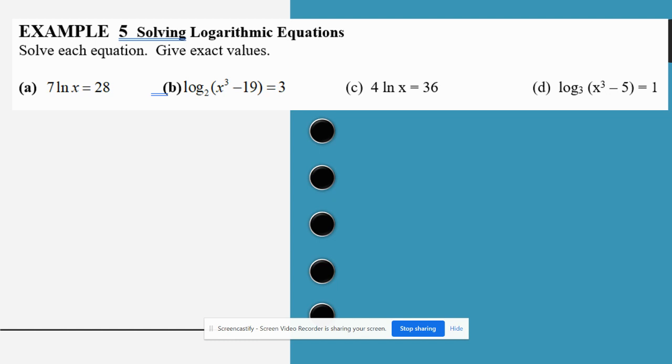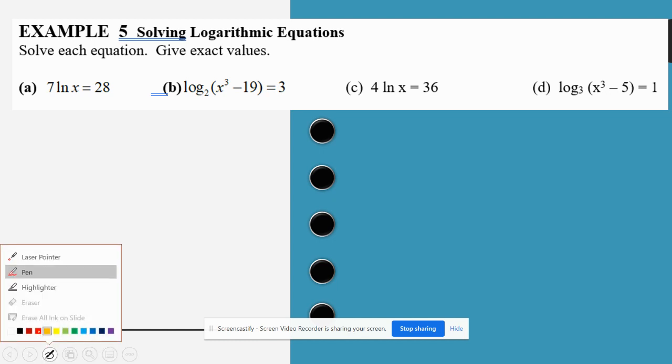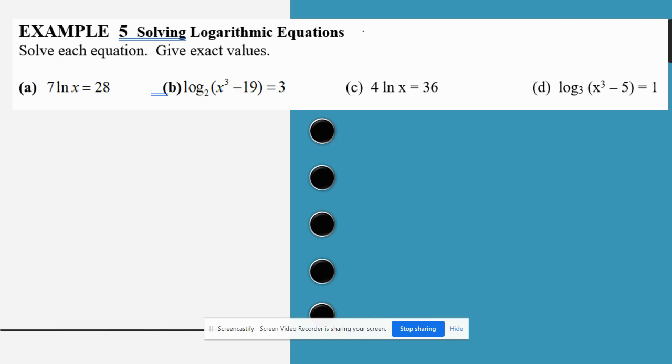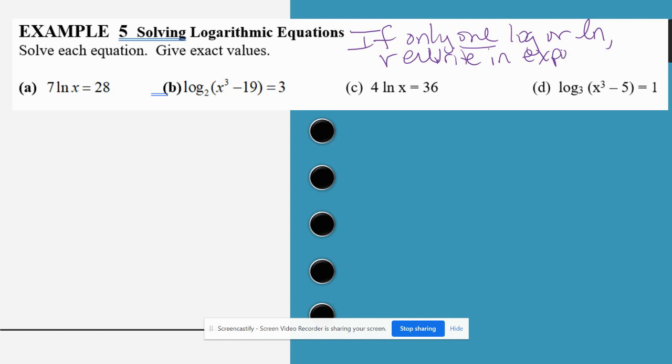One method for solving log equations is to rewrite in exponential form. So if only one log or natural log, rewrite in exponential form.